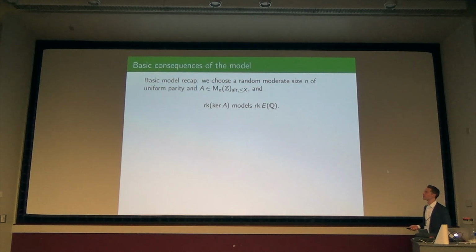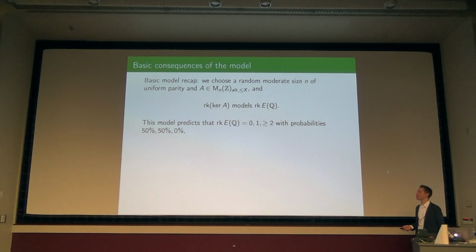So, basic consequences of the model. I've repeated the model at the top for you in case you wanted to remember. First of all, it predicts that the rank is 0, 1, or greater or equal to 2 with probabilities 50, 50, and 0. Half the time the rank is 0, half the time the rank is 1, and 0% of the time the rank is bigger than 1. What I mean by 0% is that it could grow as a function of the height, but it'll never grow as a constant multiple of the height.